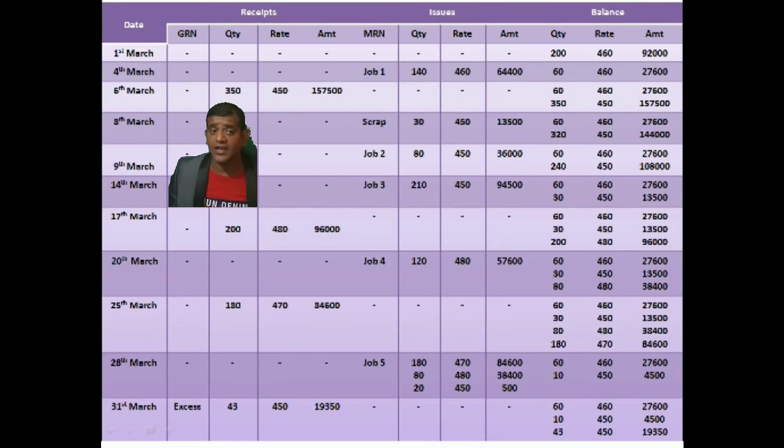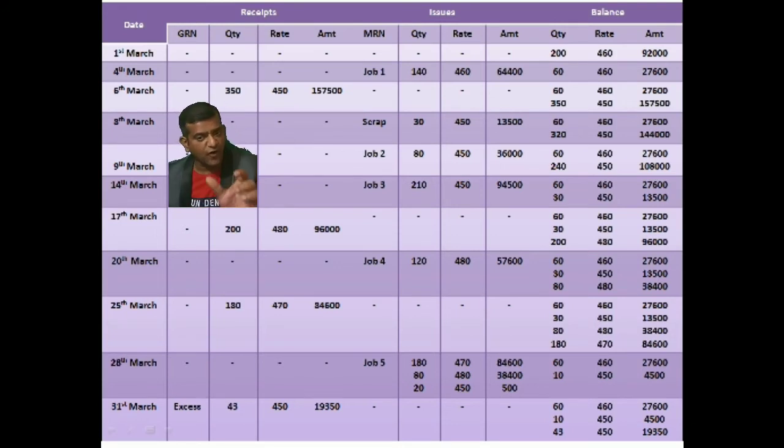So we are done with the 9th March, and further I am moving to the 14th March. On 14th March, again there is an issue to job 3. So receipts column will be nil, that is GRN, quantity, rate and amount, all the columns nil. And under issues MRN job 3, quantity 210, that is 210 tons of material has been issued at the rate of 450 rupees. So that comes to 94,500 rupees.